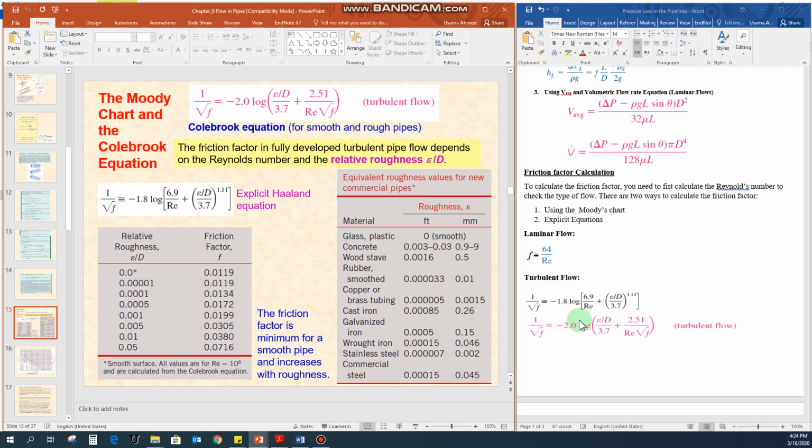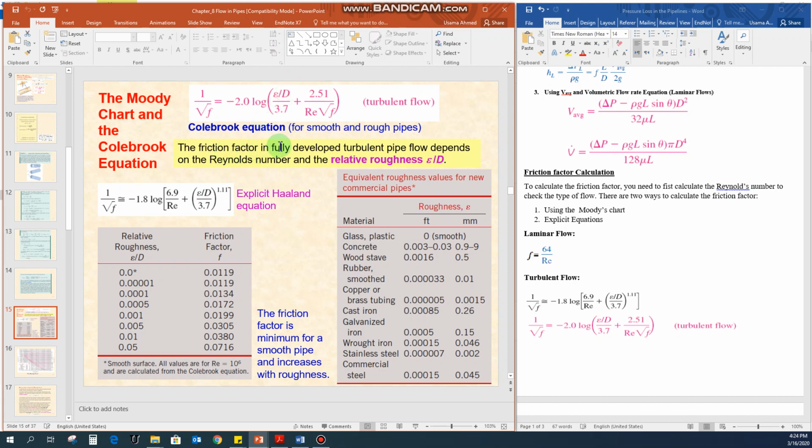This is the same equation that I have written here. If you are getting the Reynolds number for turbulent flow, we can use this equation to get the friction factor. Also, we can use this Haaland explicit equation. In these two equations for turbulent flow, you will see an epsilon divided by d term. This epsilon represents the roughness of the pipeline, d represents the diameter of the pipeline, and this factor represents the relative roughness.